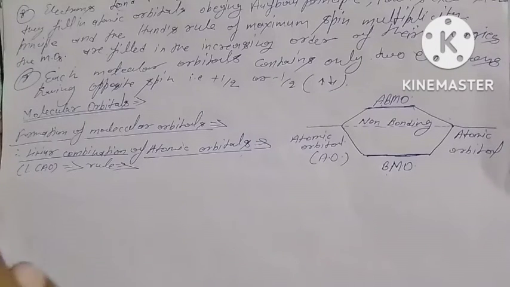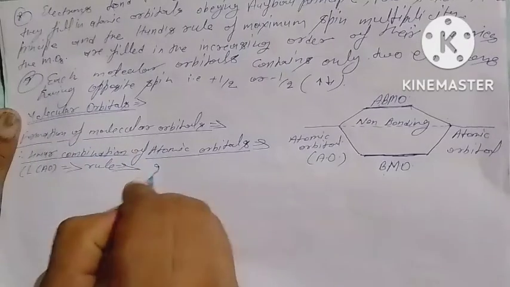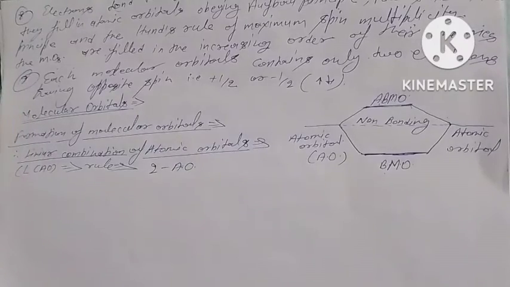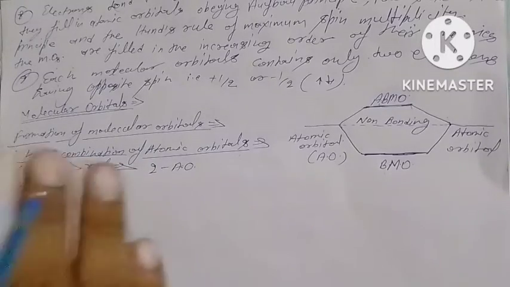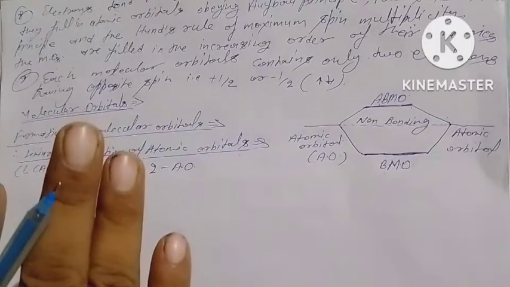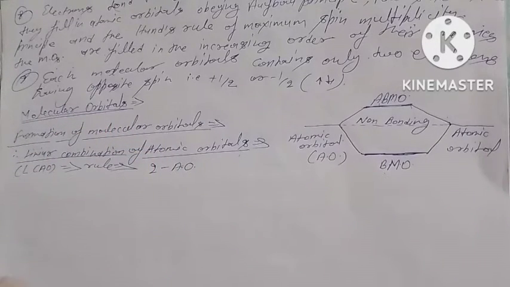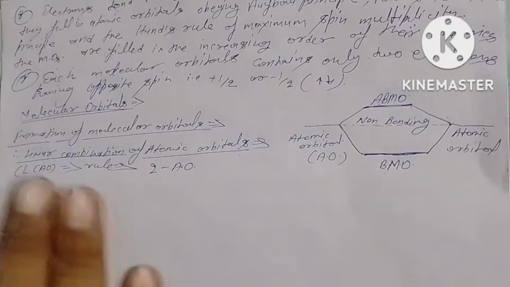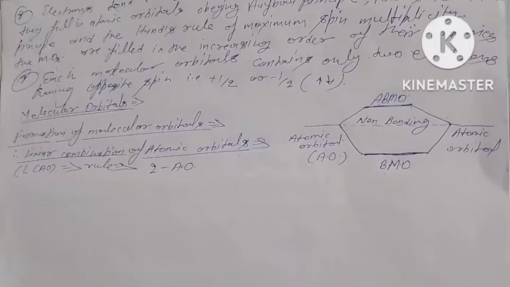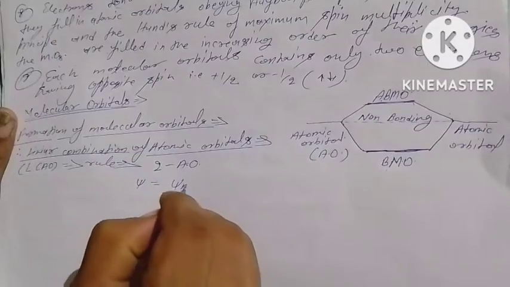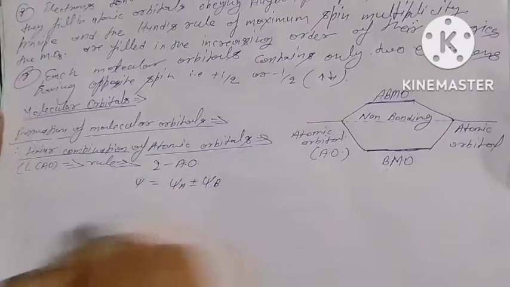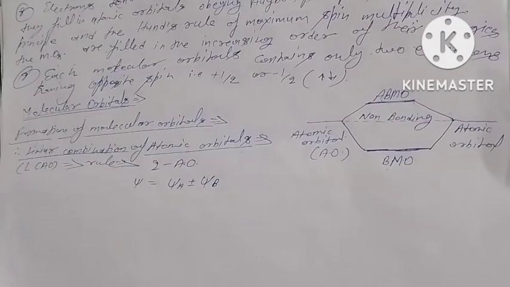The linear combination of two atomic orbitals is brought about either by adding or subtracting the two wave functions of the two atomic orbitals. Thus, if psi is the wave function of molecular orbitals obtained from two atomic orbitals of atoms A and B having psi A and psi B as their representative wave functions, then psi equals psi A plus or minus psi B. It clearly shows that the linear combination of psi A and psi B gives two molecular orbitals.